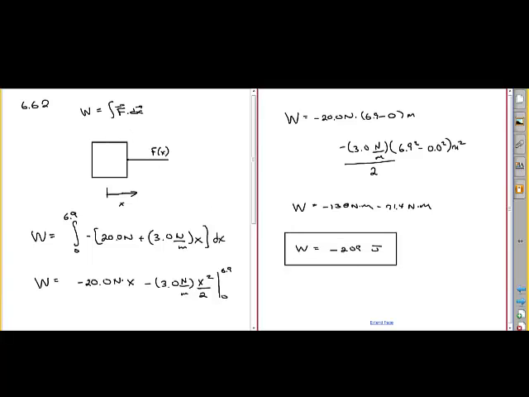So it's kind of like friction. You can think of friction back in our algebra-based course.